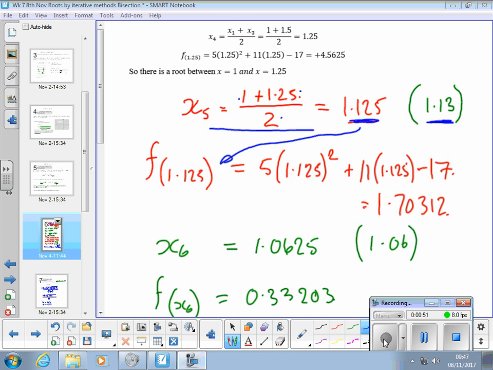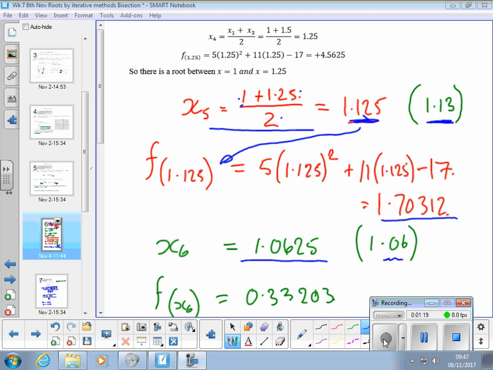Yeah? So that goes in there. I get a result of 1.7013, which is still positive. Therefore, my root lies between 1 and 1.125. I use that to calculate another new guess. I get 1.0625. Rounded to 3 significant figures, it's 1.06.